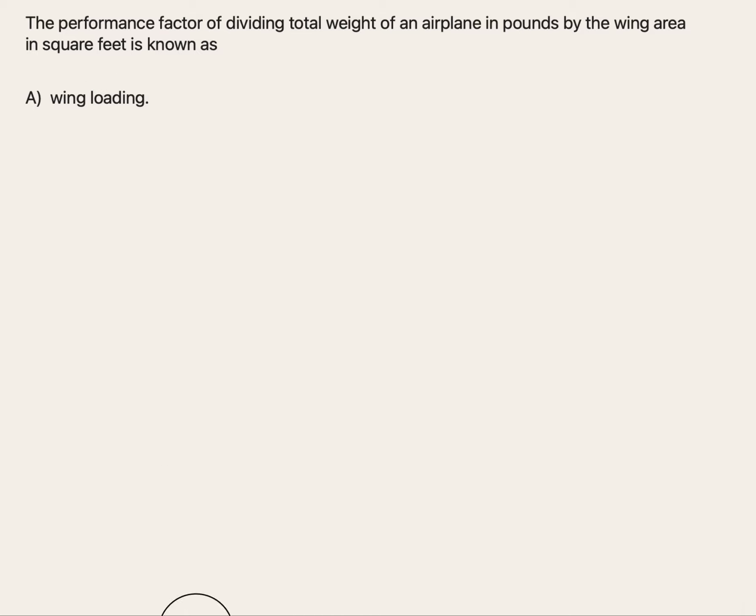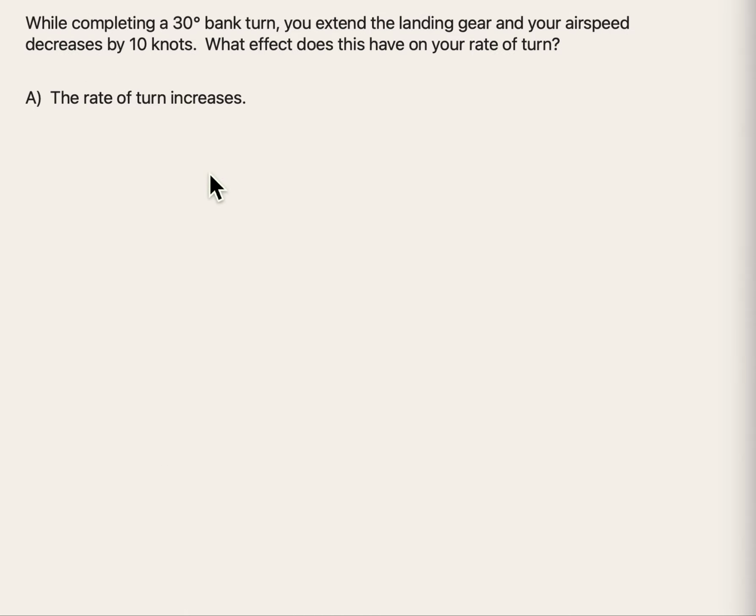While completing a 30-degree bank turn, you extend the landing gear and your airspeed decreases by 10 knots. What effect does this have on your rate of turn?